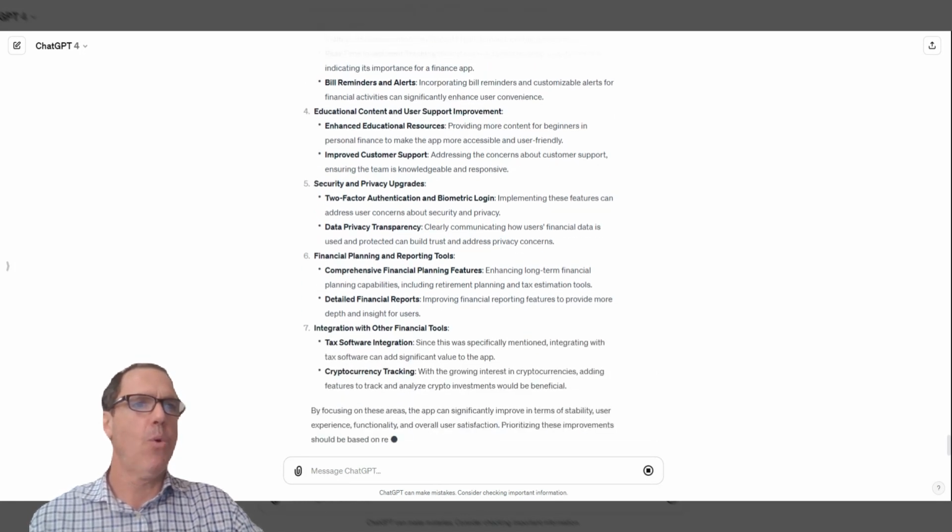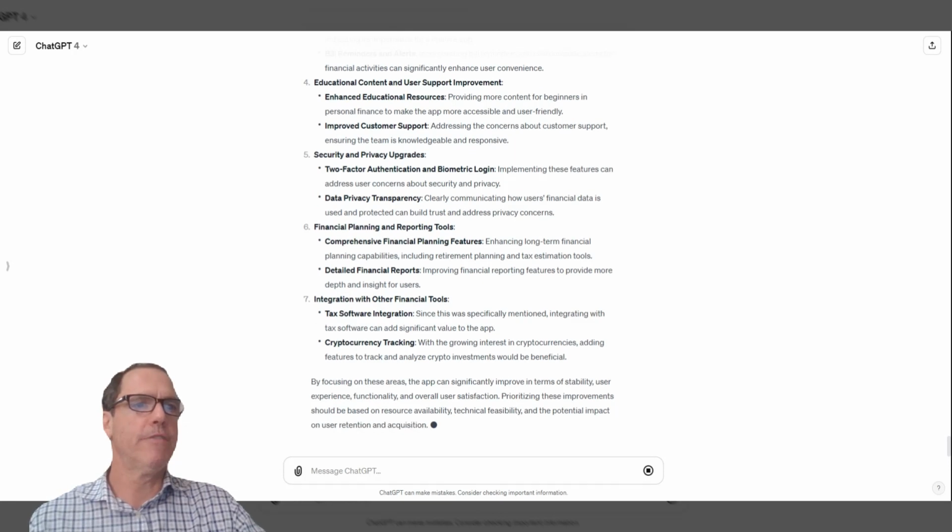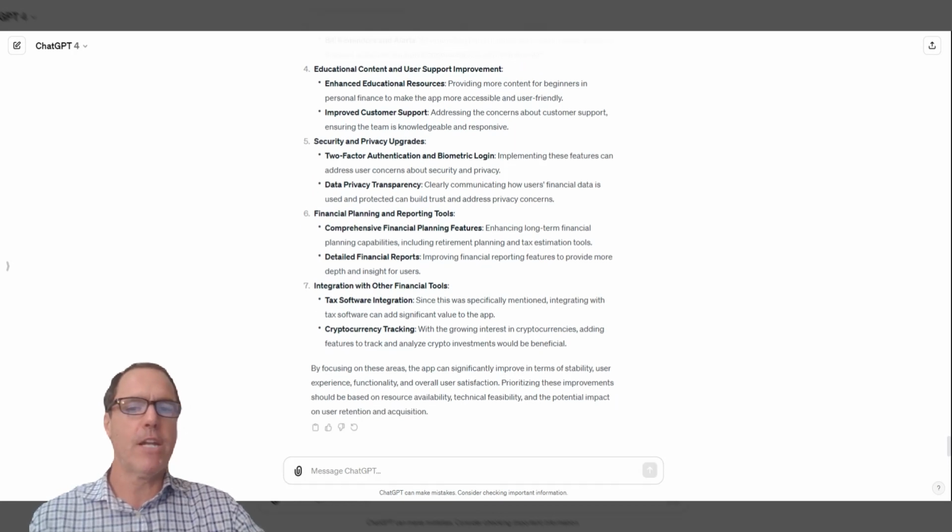And you can see that's quite a list of things to consider. So again, as a product manager, this is a draft of ideas for you to consider. And again, you're trying to put together ideas to report back to your boss as a high-level overview of what you've learned. So you've learned quite a different amount of things. So it says by focusing on these areas, the app can significantly improve in terms of stability, user experience, functionality, and user satisfaction. So that makes sense.